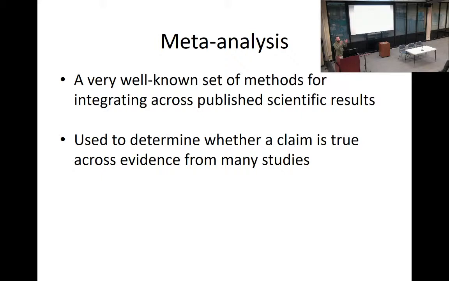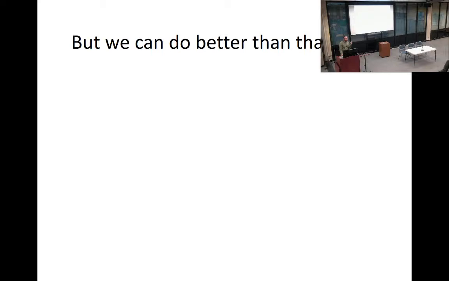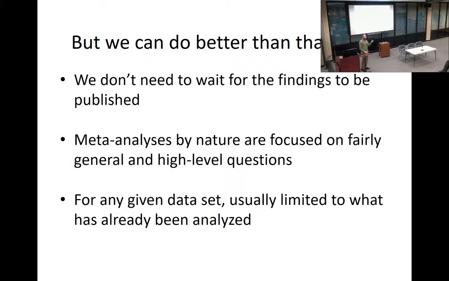But we can do better than that too, because meta-analysis has some key limitations. First of all, meta-analysis depends on synthesizing across published research. Maybe we don't need to wait for the findings to be published. Meta-analyses by nature are focused on fairly general and high-level questions. You get 123 people who have different educational games that they study. Those games have different features. At the end of it, all you can really answer with a meta-analysis is, are games good? You know, is computer-assisted instruction good? So maybe we can focus on finer-grained questions.